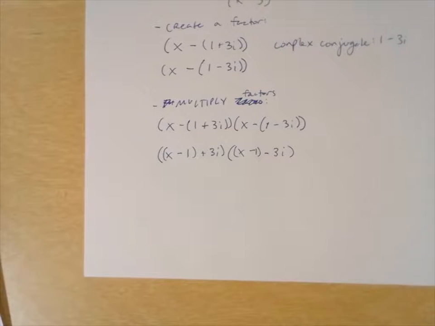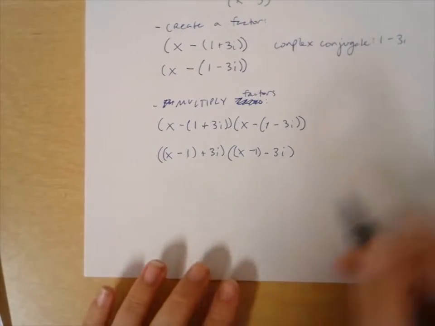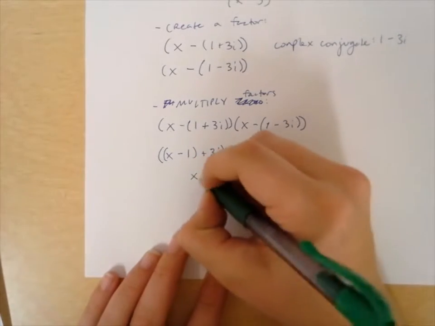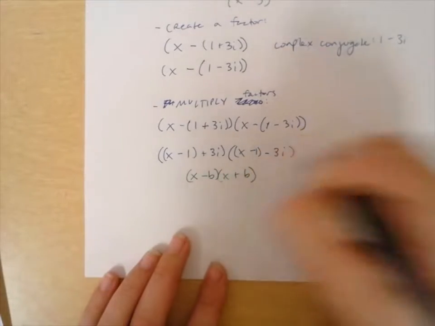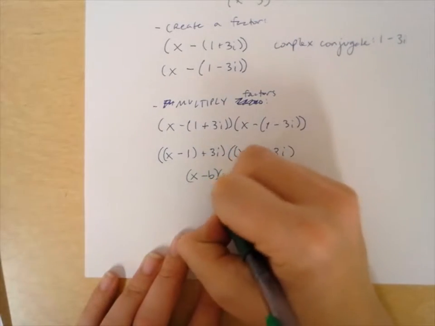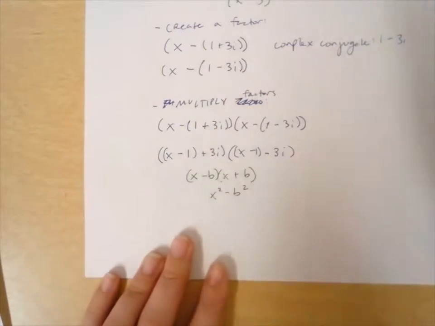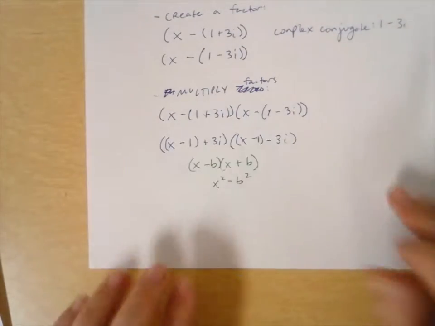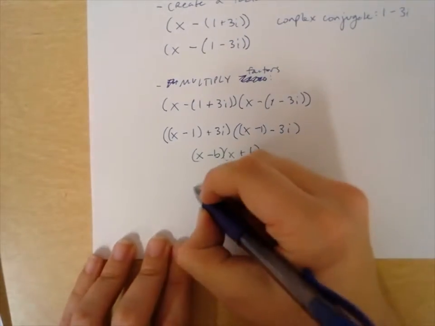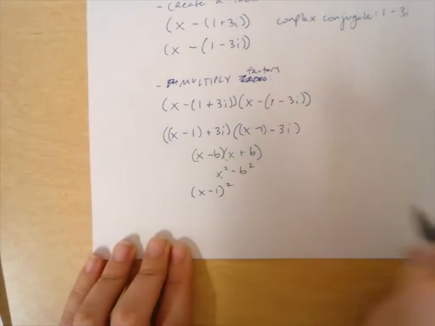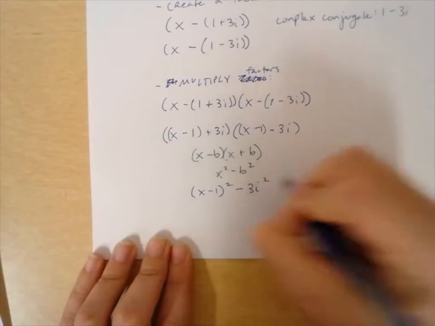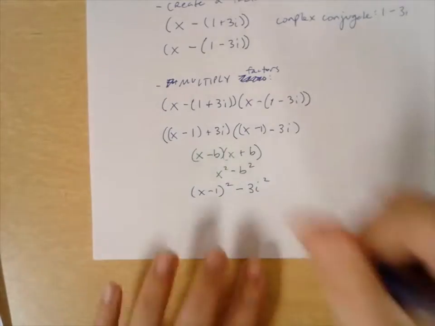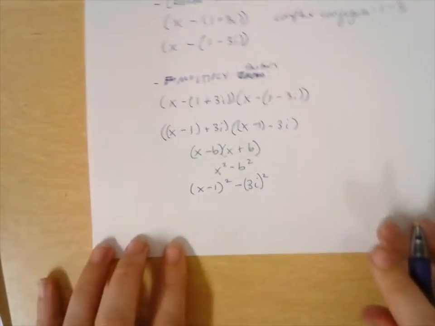Now we can use an identity from your cheat sheet, if you remember: when I have x minus ab and x plus ab, what I actually have is x squared minus ab squared. My x, in this case, is x minus 1, so I have (x minus 1) squared, and then minus (3i) squared. I should have that in parentheses.